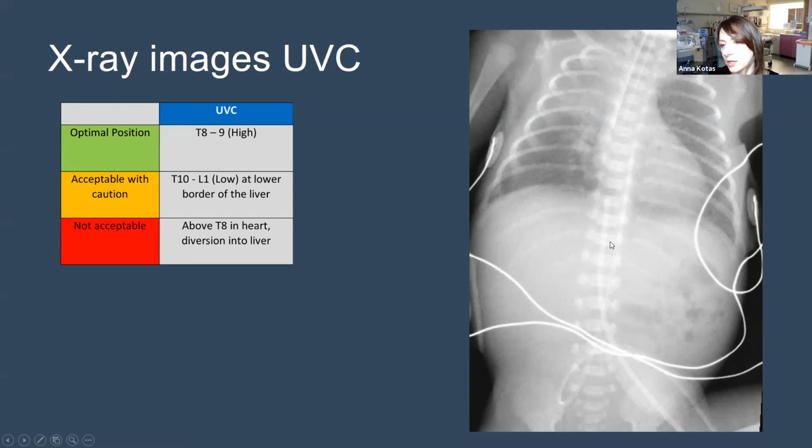So 12, 11, 10, 9. So it looks like the UVC tip is at T9, and according to our table here, that's a perfectly fine position.